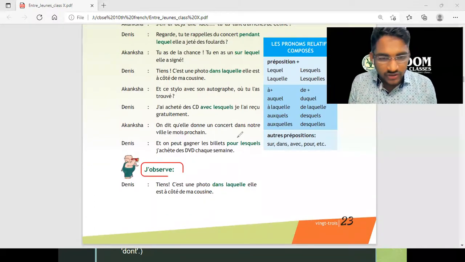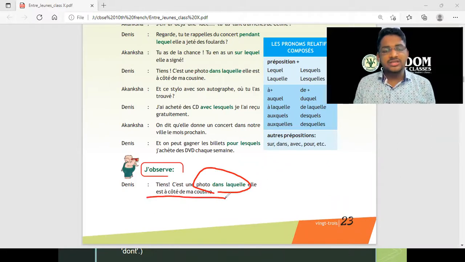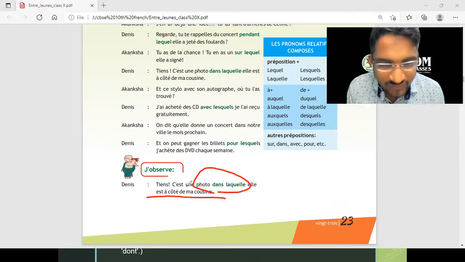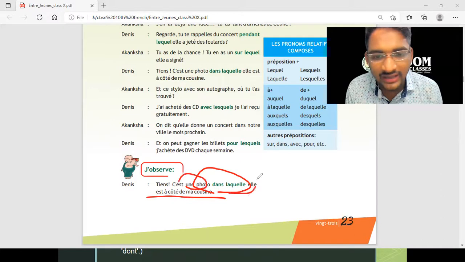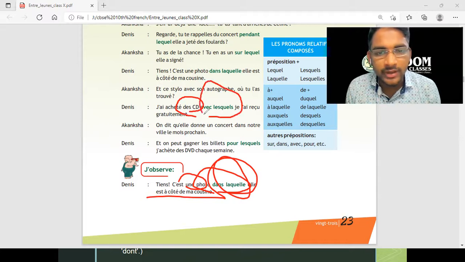Then it says, tiens, c'est une photo. So students को आपको observe करने बोला, c'est une photo dans laquelle, in which she is next to my cousin. देखो, तो स्टूडेंट्स फोटो यहाँ पे फेमिनाइन है, इसलिए laquelle को भी उन्होंने फेमिनाइन डाल दिया. आप लोग नोटिस करो, यहाँ पे हम सीडीज की बात करें, सीडीज मैस्कुलिन प्लूरल है तो lesquels भी मैस्कुलिन प्लूरल यूज किया है. यहाँ पे फोटो फेमिनाइन है तो this part is also feminine.